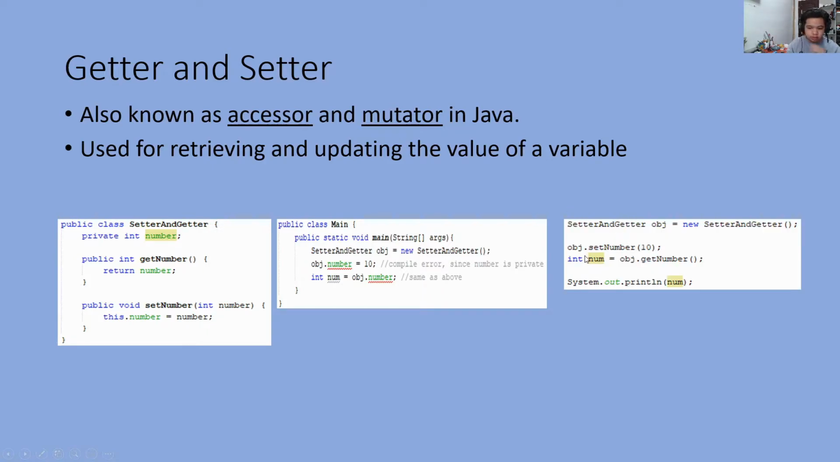So the correct way to do this is to call the setNumber method and the getNumber method. So we set the number to 10, and then we make a new variable and call it num and put the getNumber, which is stored inside the number, into the num, and then we just print out the num. So it will output 10.